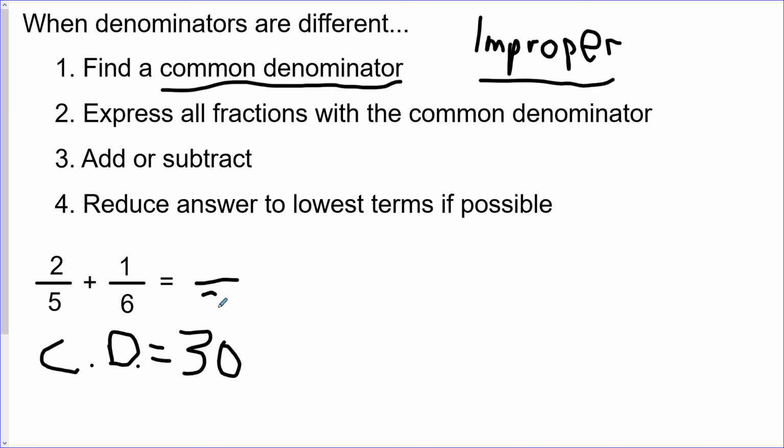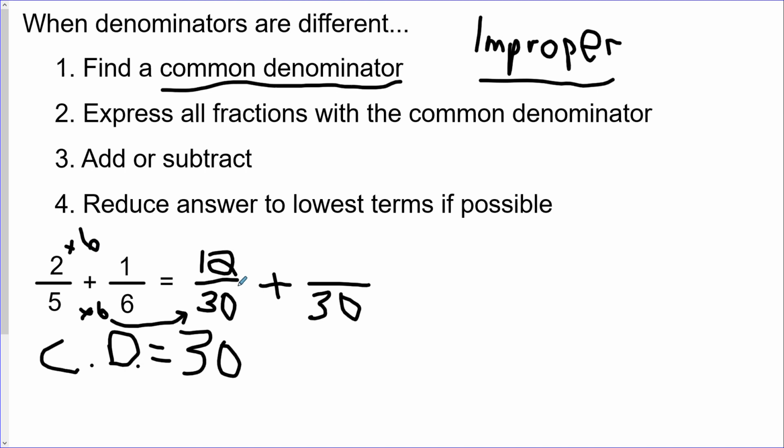So what you want to do then, as before, is convert each fraction to a number over 30. Whatever you do to the bottom, you do to the top. So if we did 5 times 6 to get to 30, we would do 2 times 6 to get 12. And for this second one, 6 times 5 will get you 30, and so you do 1 times 5 to get 5.